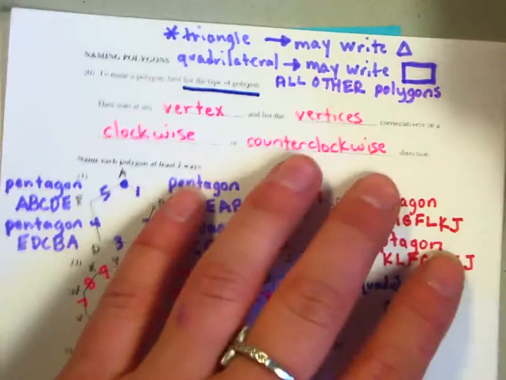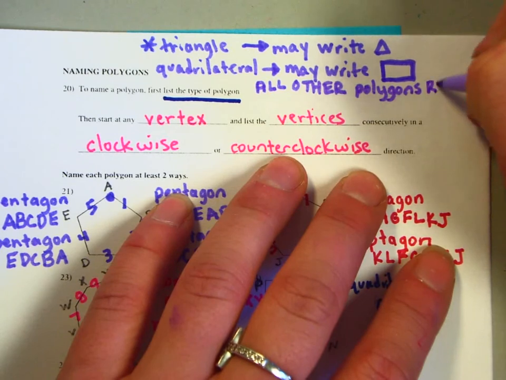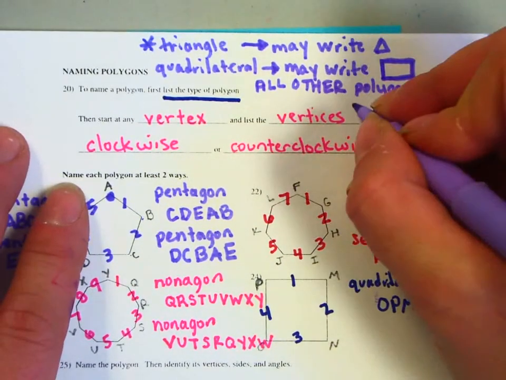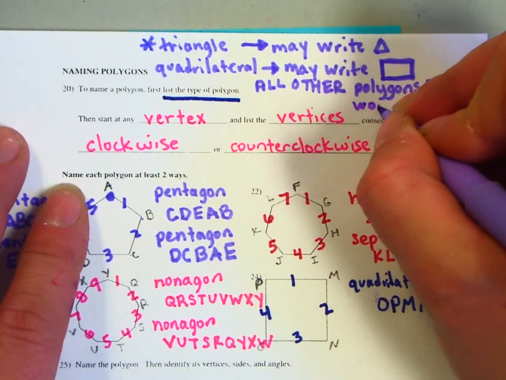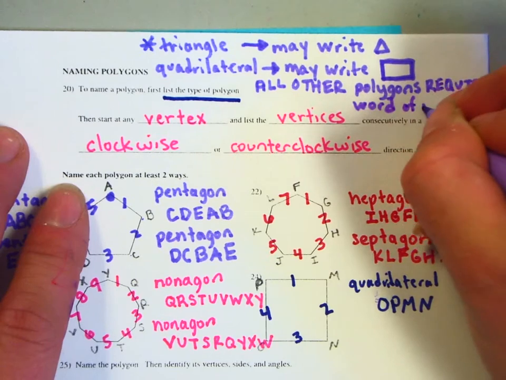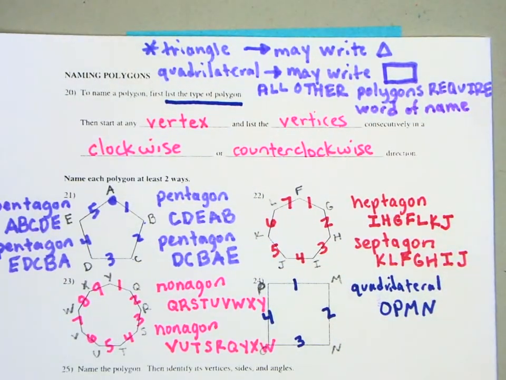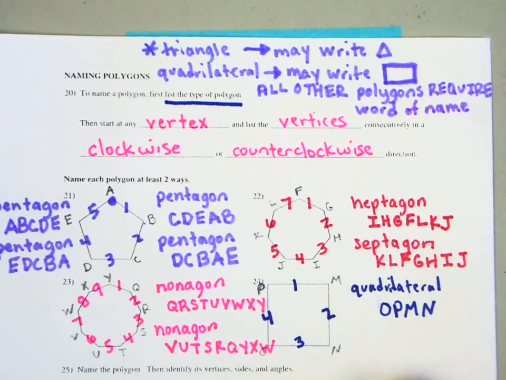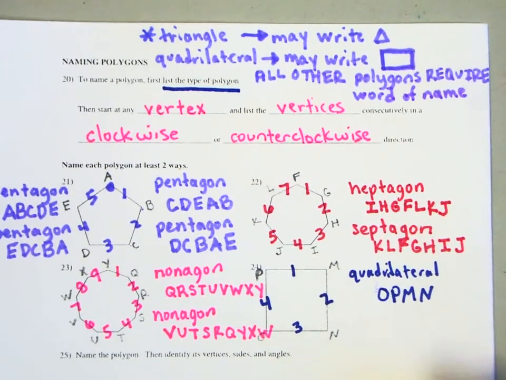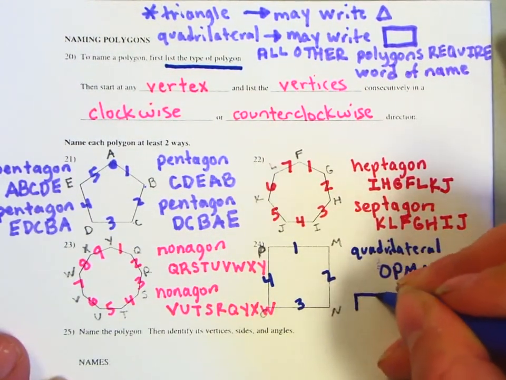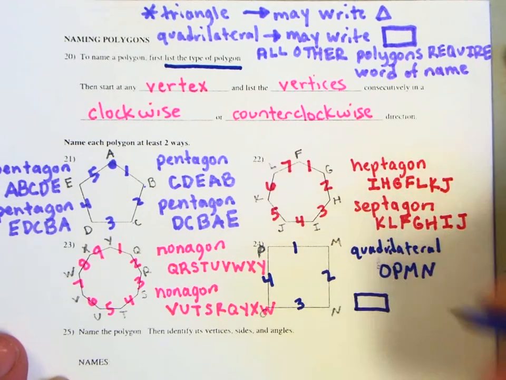Now, all other polygons require the word of the name. So like we wrote heptagon or septagon, pentagon, nonagon, you must write the word for all the others. You are allowed to write the word for triangle and quadrilateral, but it is not a requirement unless the problem specifically specifies.